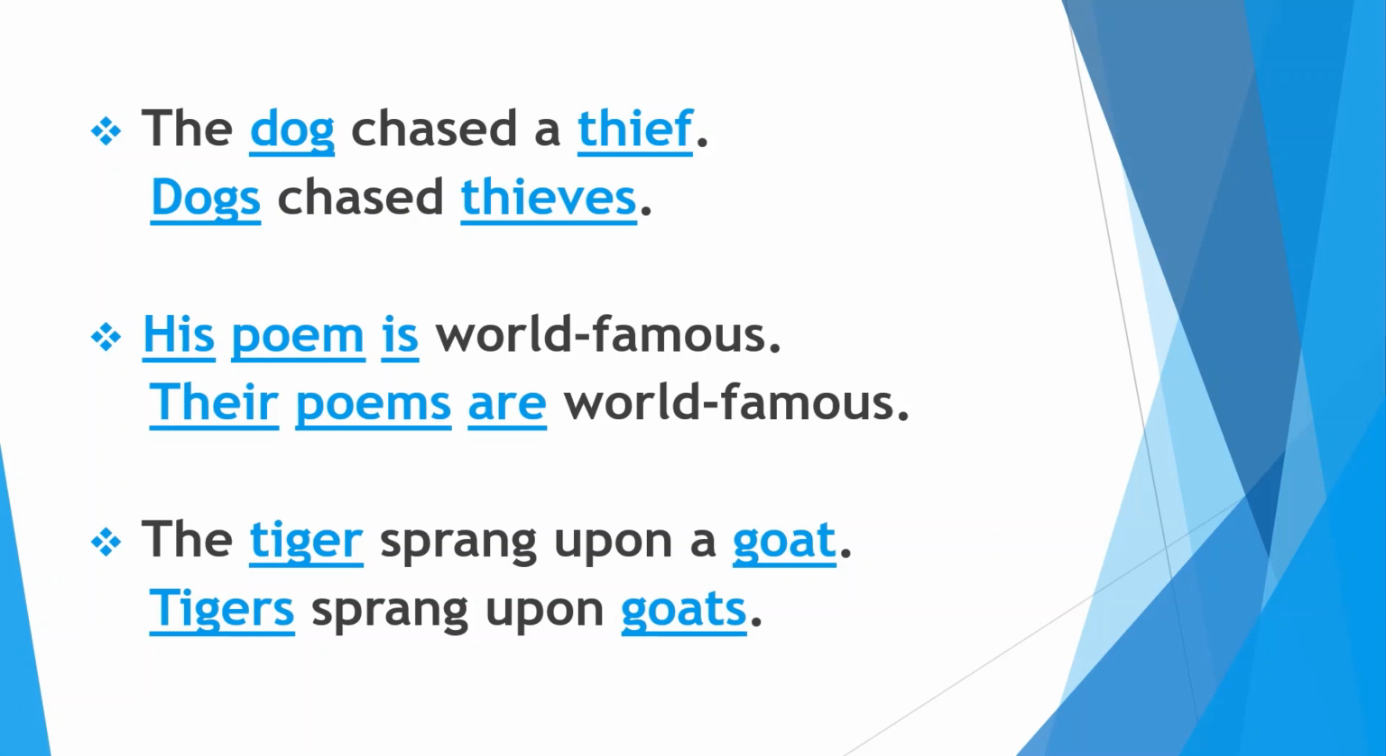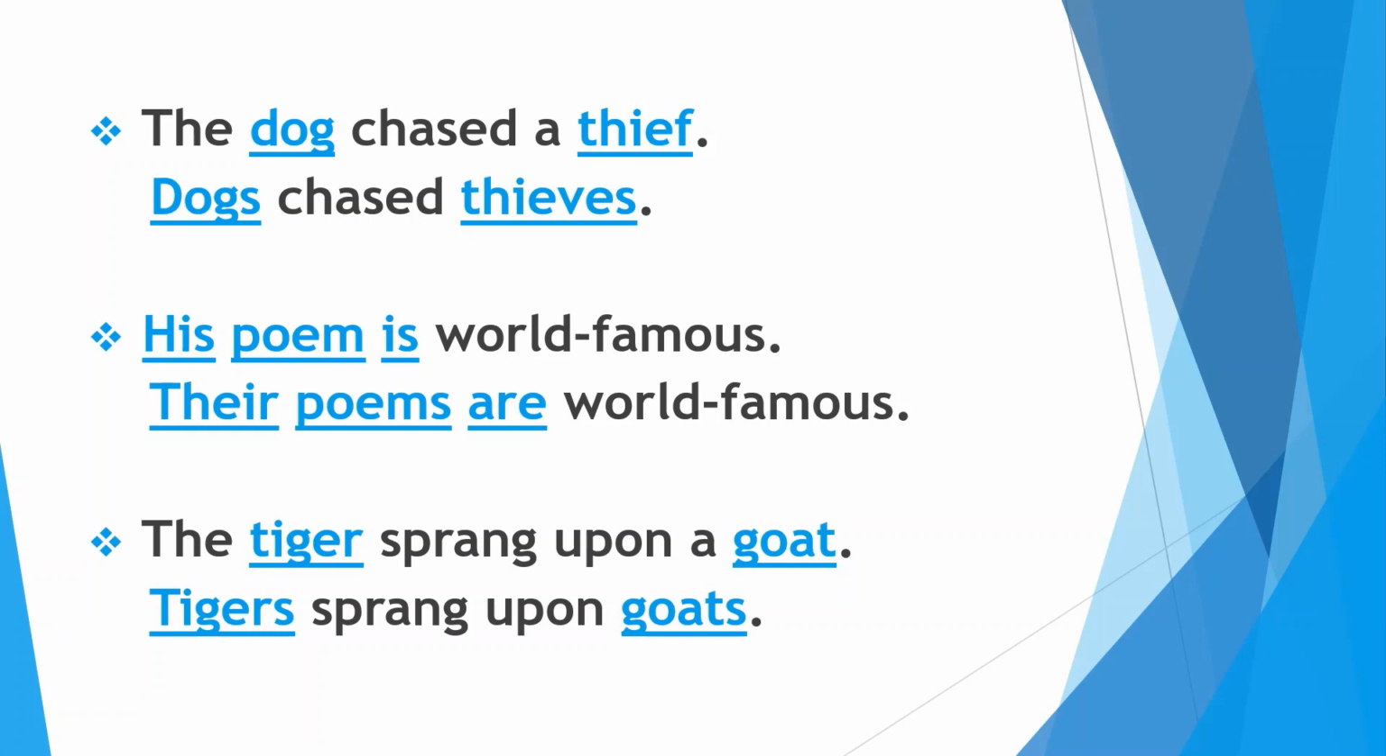Means as per the rule you have learned, where the last or ending letter is f, then you have to add v. Means in its place you have to write v and then you have to add es. So its plural form is thieves. So the sentence is: dogs chased thieves. Now next sentence.